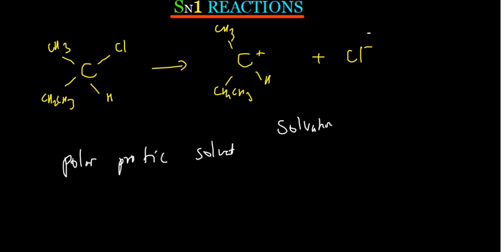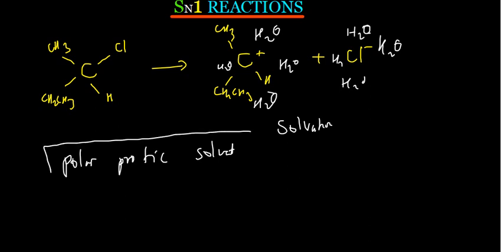So what happens is that the positive portions of water are going to come and surround this one, and then this one is going to be surrounded by the negative portions of water, that is the oxygens, so that they don't react again. That is why a polar protic solvent favors an Sn1 reaction.